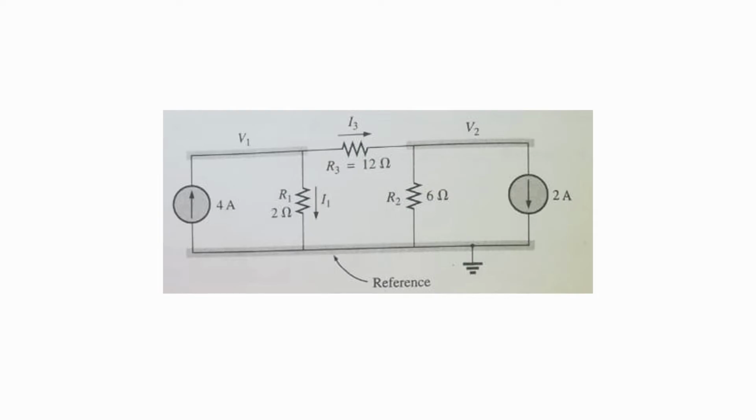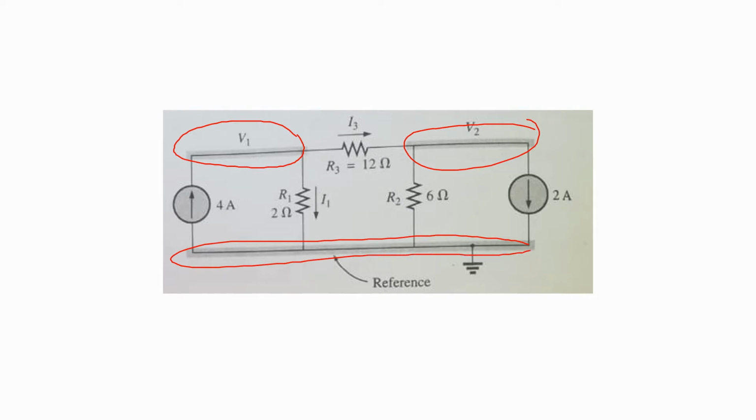In the first step, we have to find the nodes. You can see from the figure that we have node 1 here, node 2 here, and the reference node which is at zero potential. So in this circuit we have only two nodes, V1 and V2. So we have to find the values of V1 and V2.